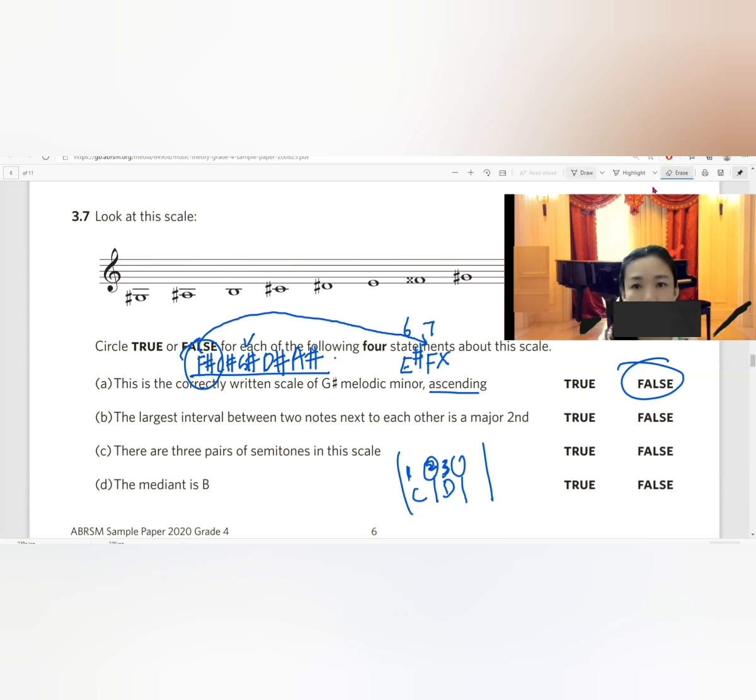But over here, I saw an interval of more than a major second, which is E to F double sharp. E is here on the keyboard, and then the F double sharp is here. So from here to here is more than a major second. So this is false. The answer for this one is false.